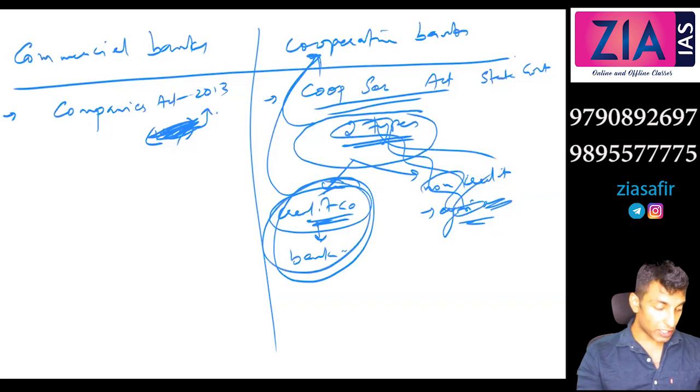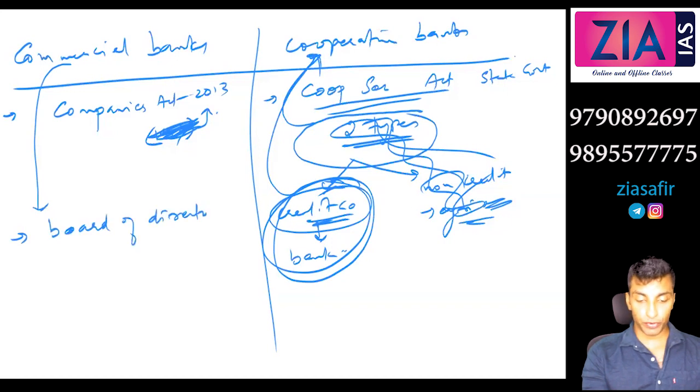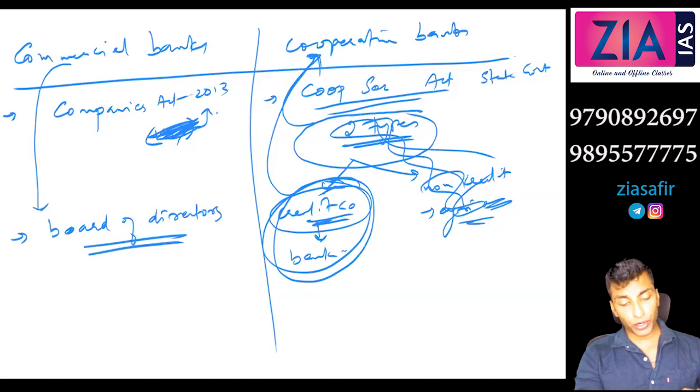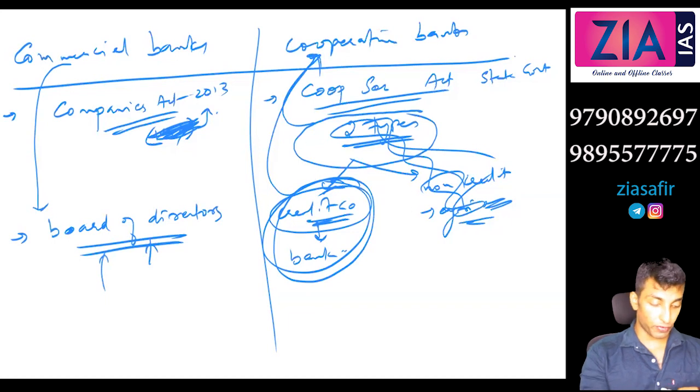So what about the management here? In the commercial banks, the management is actually by board of directors. So you can write managed by board of directors. I've told you in the previous session also, we will discuss the Companies Act in detail when we discuss industry. There I'll tell you what a board of directors is and what the rules with respect to board of directors are. On the other side, here you can write management.